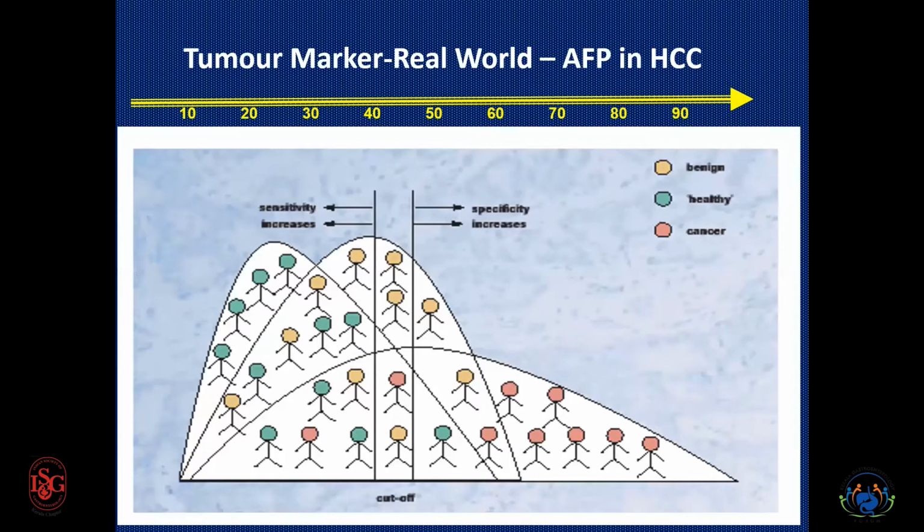But let us see what happens in real life. This is what happens in real life. Even though at the extremes we may get normal persons and persons with the disease, in between there is always an overlap. Then how do we arrive at a cutoff? How do we know which is the best cutoff to take in these people?